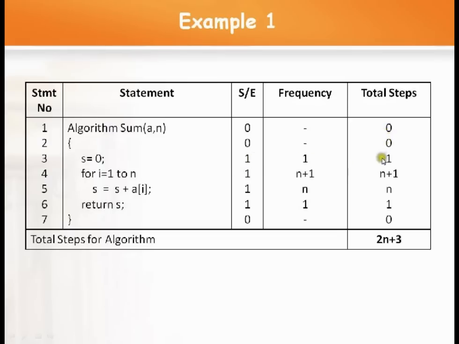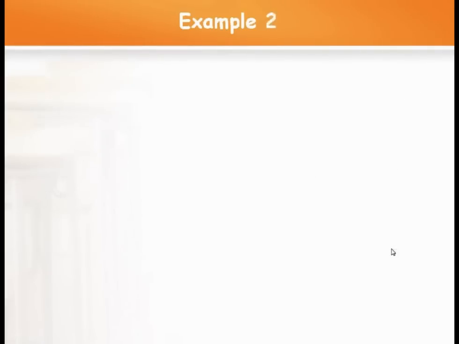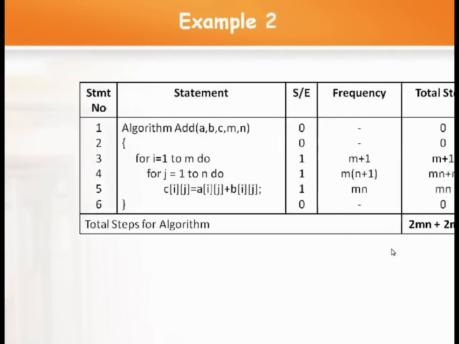Now let us calculate the total steps. 1 into 1, that is 1, plus 1 into n plus 1, that is n plus 1, plus 1 into n, plus 1 into 1, that is 1. A total of 2n plus 3. The total time required is 2n plus 3 steps for this algorithm to calculate the sum of n elements in an array. Let us take one more example.